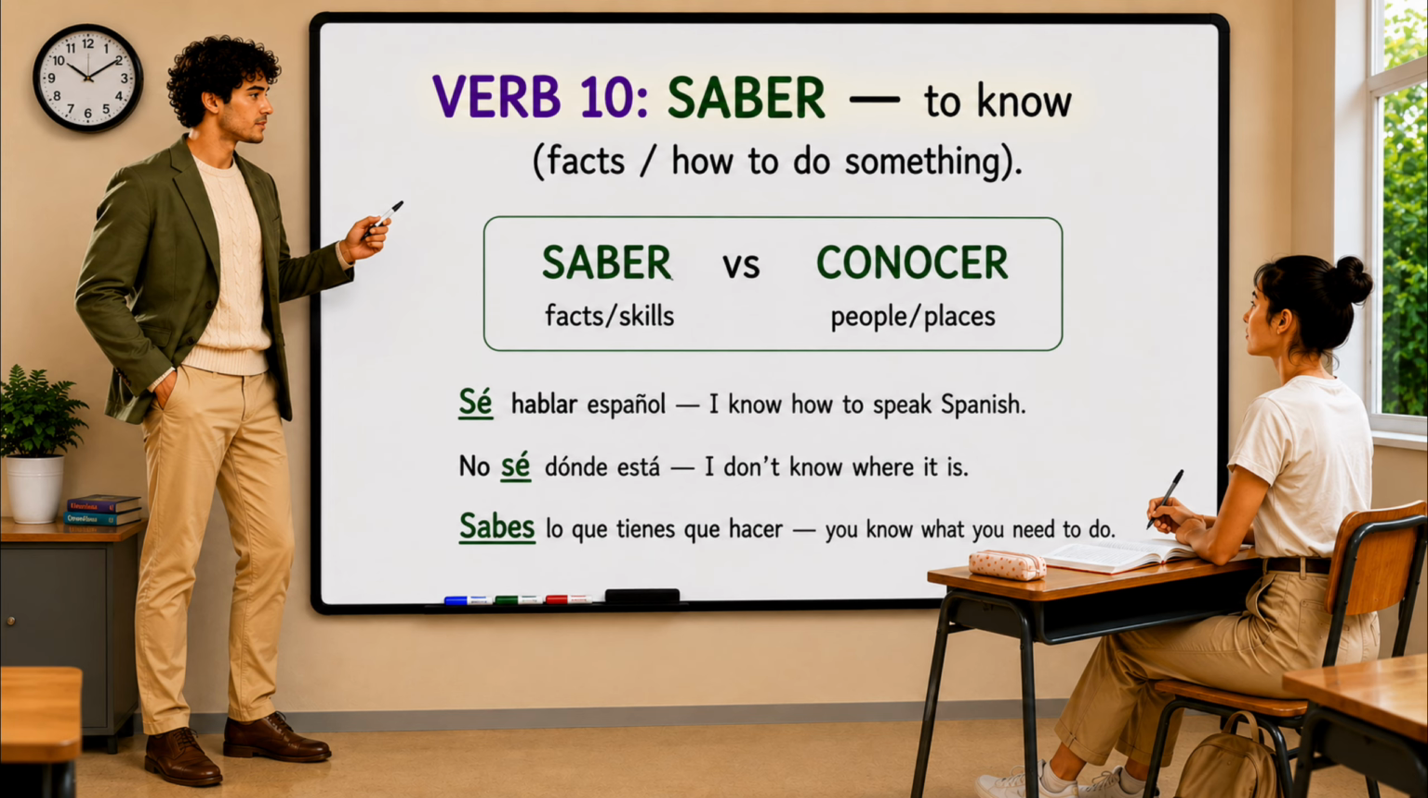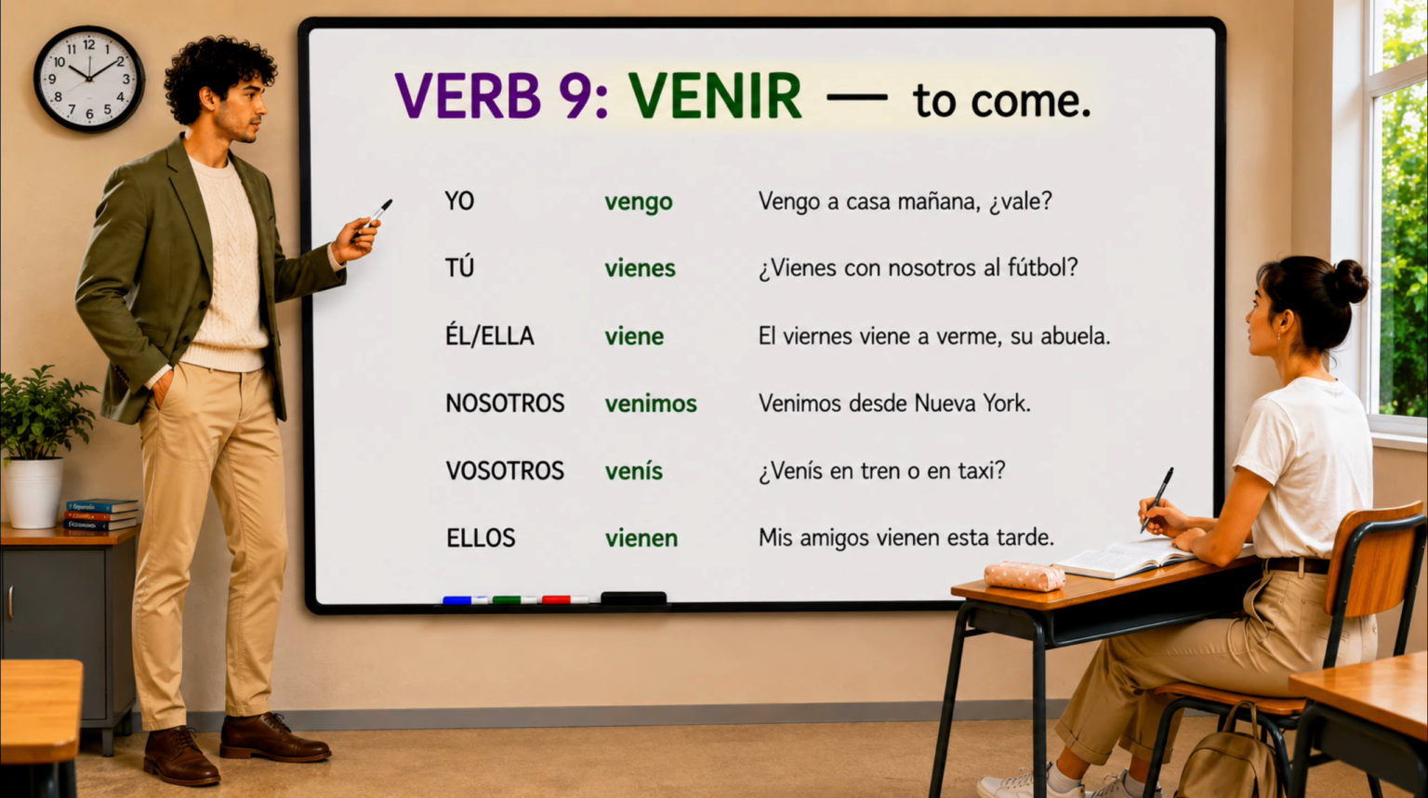Saber plus infinitivo equals saber hacer algo. Sé hablar español. I know how to speak Spanish. No sé dónde está. I don't know where it is. Sabes lo que tienes que hacer. You know what you need to do. First person singular form, sé. Just two letters with an accent. The accent distinguishes it from se, the reflexive pronoun. The rest is regular.